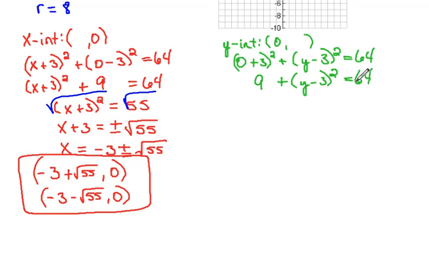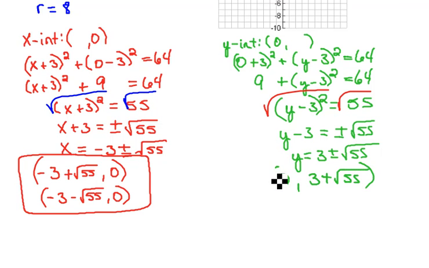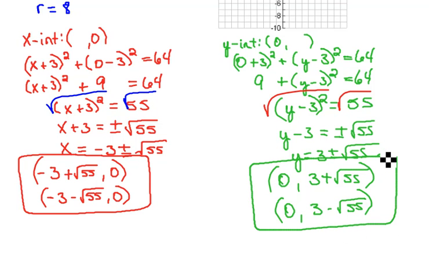Alright, and subtracting 9 from both sides, we get y minus 3 squared equals 55. Now taking the square root of both sides, we get y minus 3 equals plus or minus the square root of 55. And then adding 3 to both sides, we get y equals 3 plus or minus the square root of 55. So our 2 y-intercepts are at 0, 3 plus the square root of 55, and at 0, 3 minus the square root of 55. They don't have to be pretty, they just have to work out mathematically.